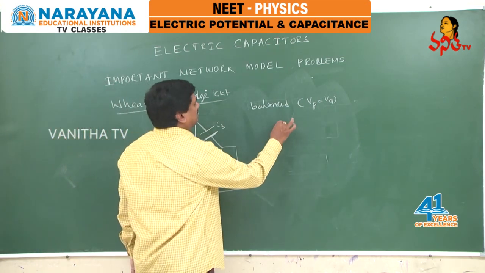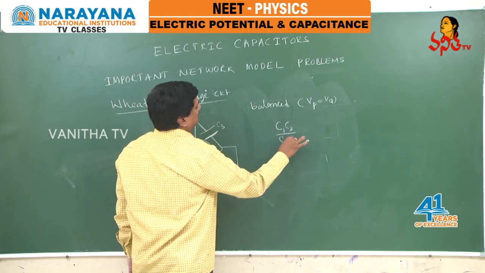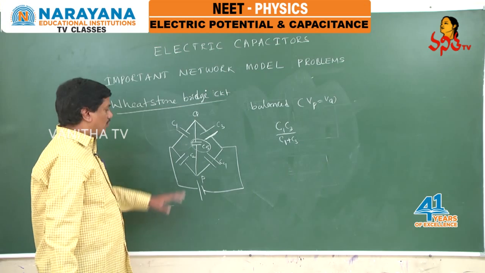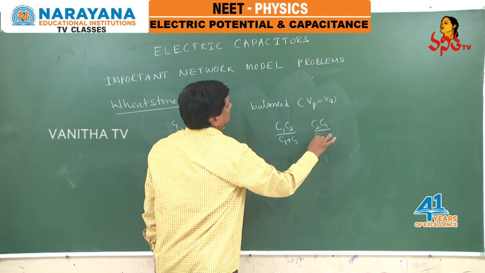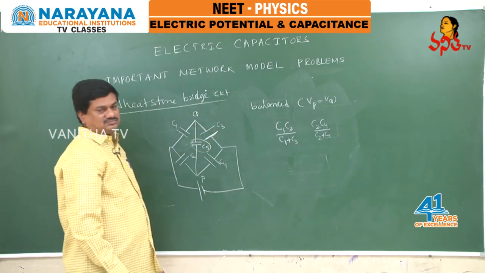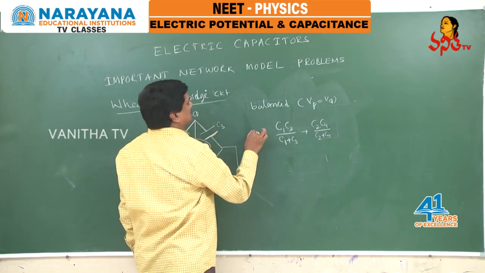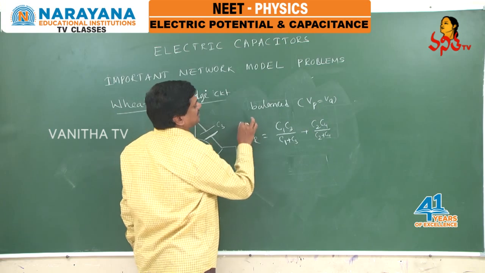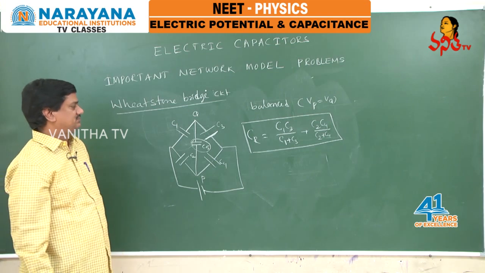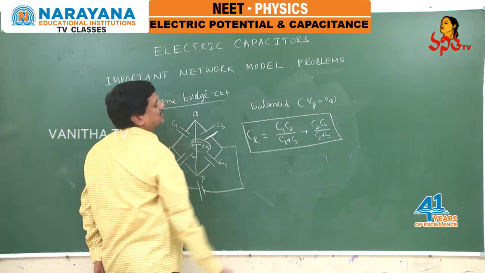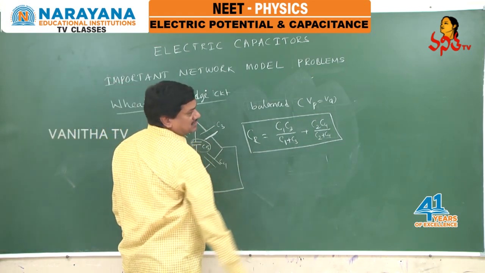So, what will be the effective capacitance of the upper branch? It is nothing but C1 into C3 by C1 plus C3. What is the effective capacitance of the lower branch? It is C2 C4 by C2 plus C4. But these two are in which combination? Parallel combination. So, this is the resultant capacitance of a Wheatstone bridge circuit: C1 C3 by (C1 plus C3) plus C2 C4 by (C2 plus C4).